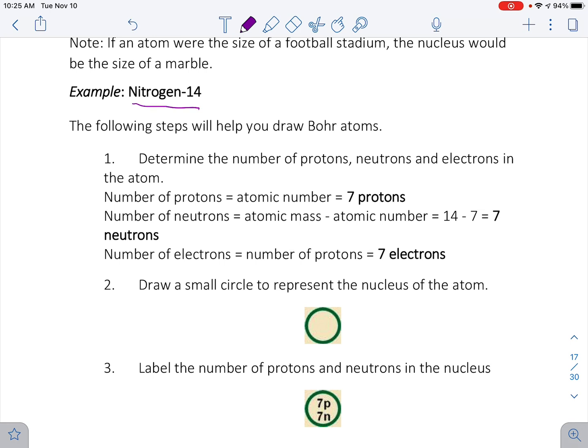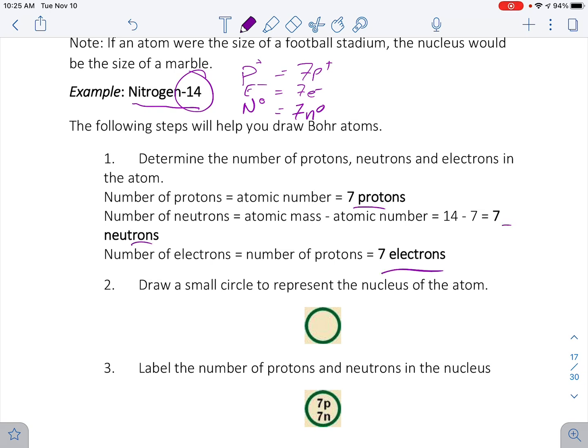All right, so for nitrogen 14, what we really want to know first is how many protons, how many electrons, how many neutrons we have. So here you can see the calculation for that. Nitrogen is the 7th element, so that means that we have 7 protons. If it has 7 protons, it has 7 electrons. And if it has a mass of 14, then the mass minus the atomic number is 7 neutrons. So there's our 7 protons, 7 neutrons, 7 electrons.